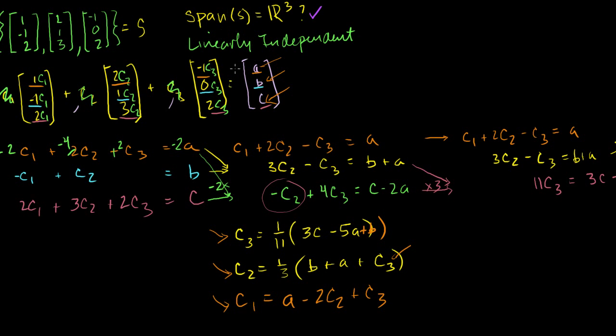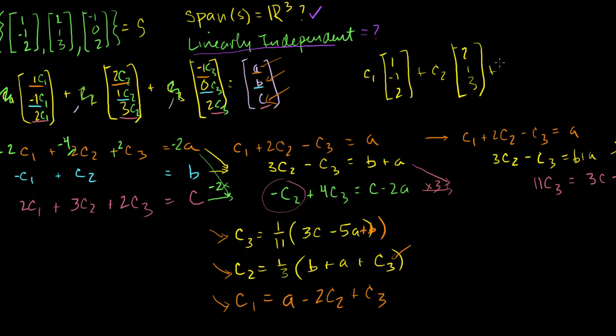Now let me ask you another question. Are these vectors linearly independent? Now, we said that in order for them to be linearly independent, the only solution to C1 times my first vector, (1, -1, 2), plus C2 times my second vector, (2, 1, 3), plus C3 times my third vector, (-1, 0, 2), equal to the 0 vector, is the trivial one.